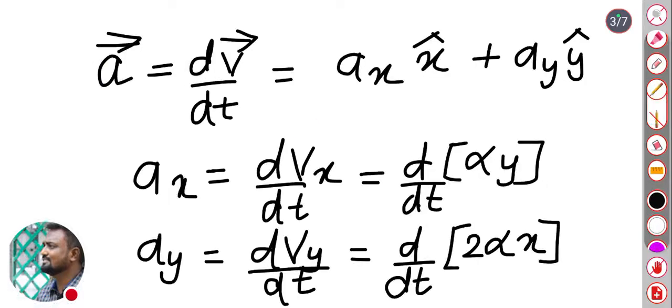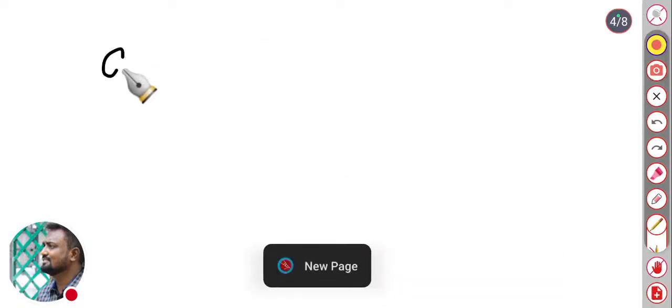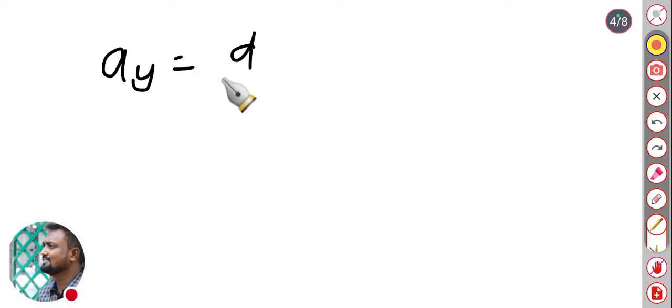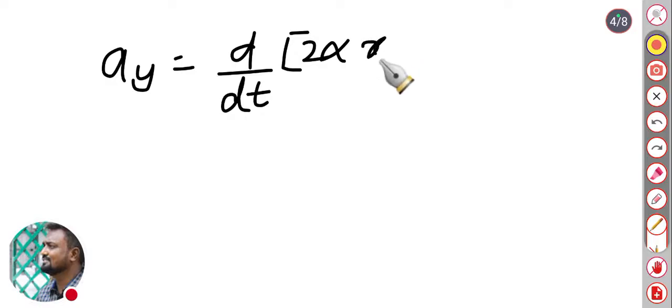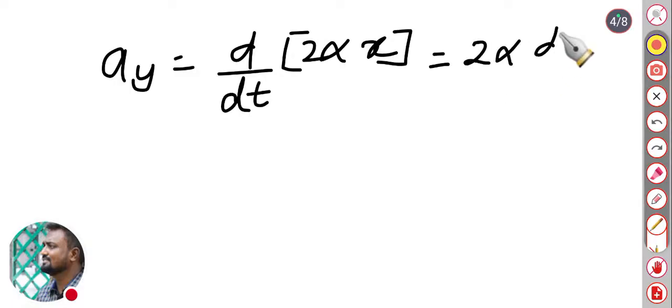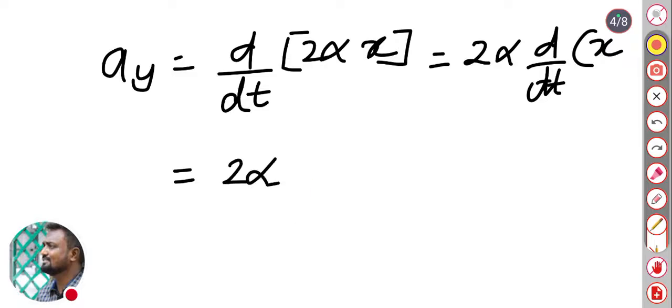Now we'll move to the y component of the acceleration. We have done it here. So what is the y component of acceleration? Ay is equal to d by dt of 2 alpha x. I hope it's right. So now who are the constants? Can you remind? Yes, 2 alpha is our constant. So d by dt of x. How can we do this? 2 alpha dx by dt, and dx by dt is the velocity in the x direction. So now we have obtained the y component of acceleration.